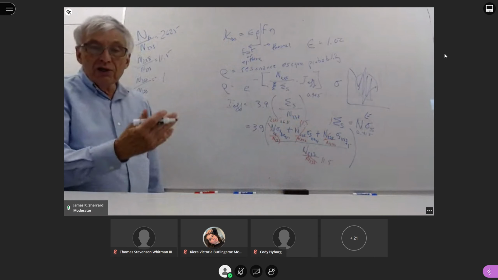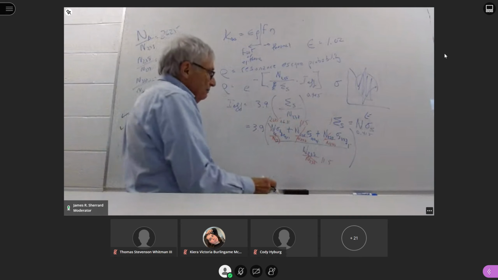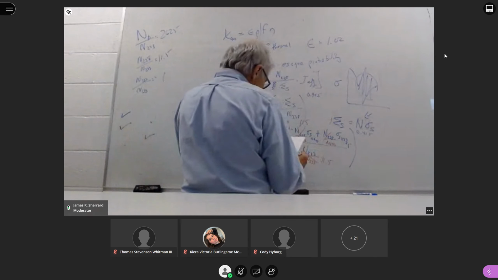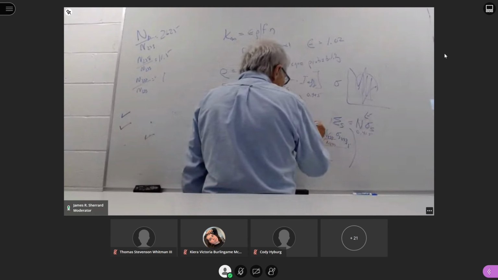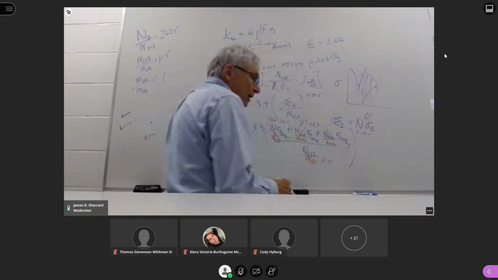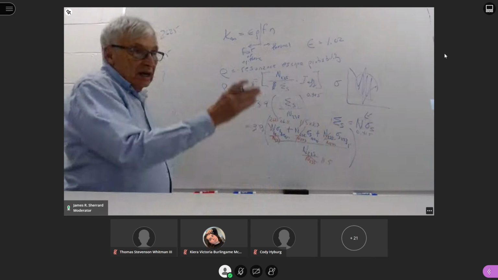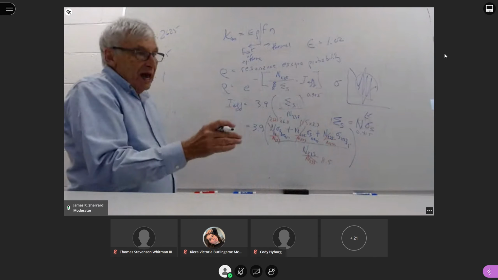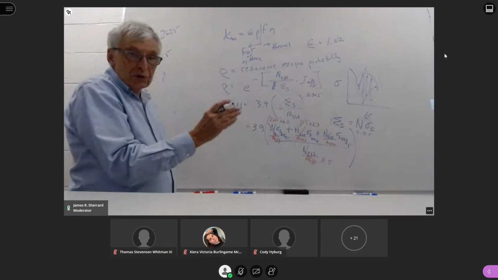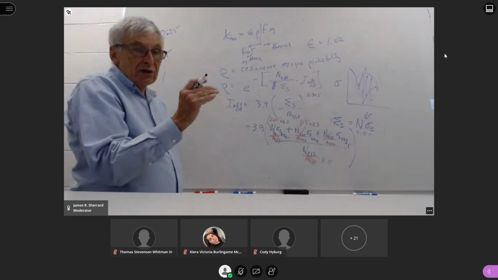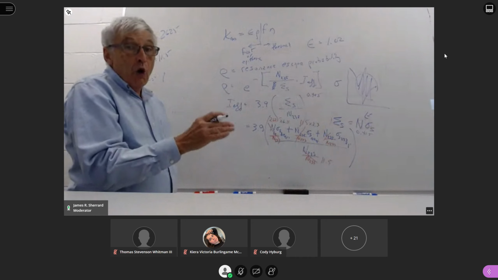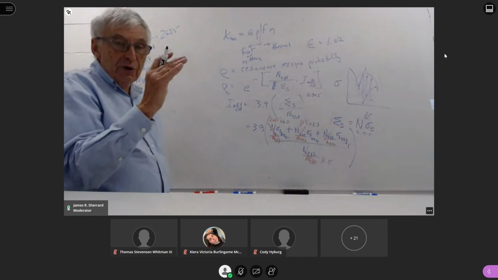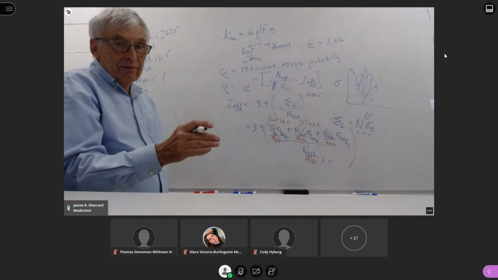And these are written in barns so that they cancel out unit-wise. For 238, that number was 8.3. And remember, if you go in the back of the book, you look at the columns for scattering. The first one is absorption thermal. The next one is scattering thermal. And then hopefully they printed the data for the third, which is epithermal scattering.